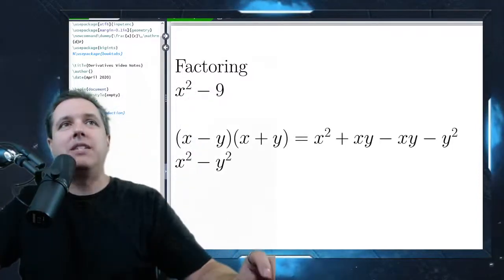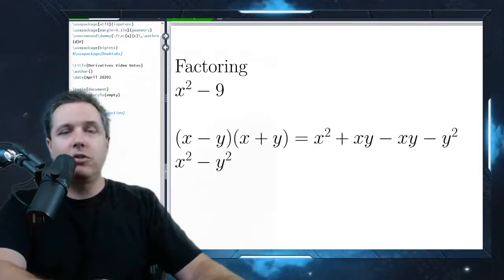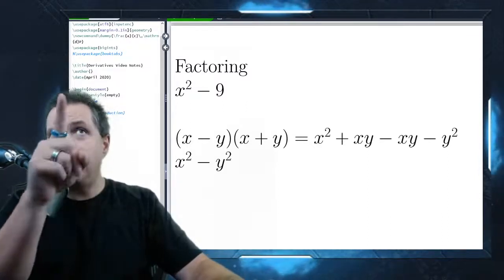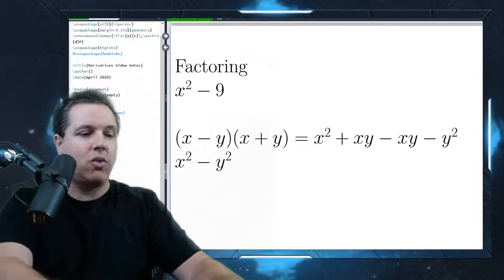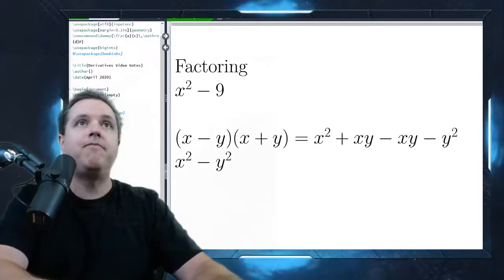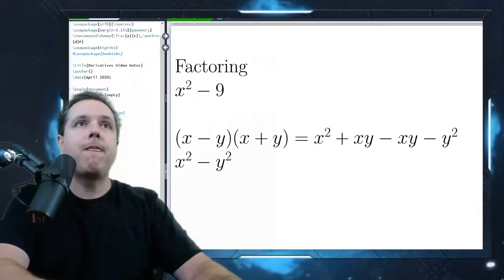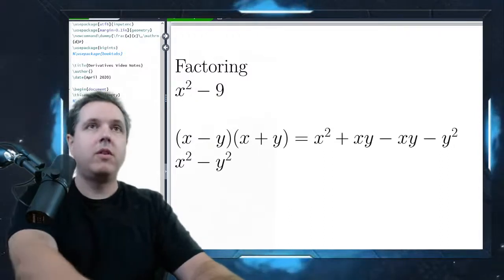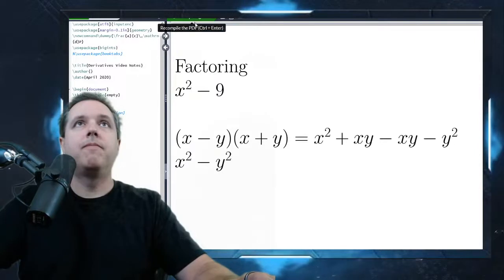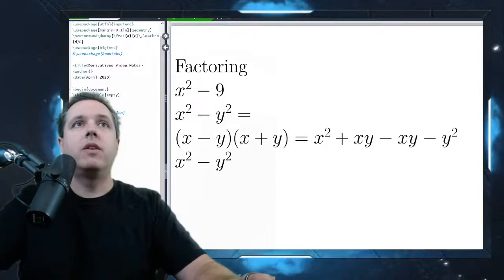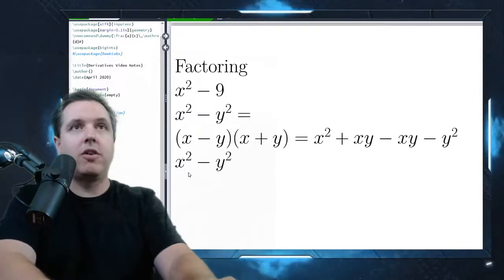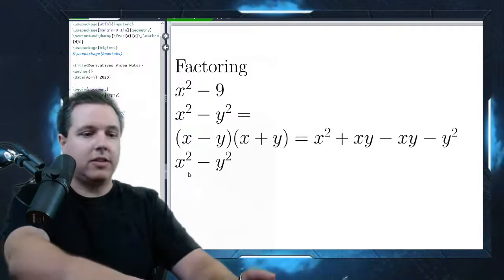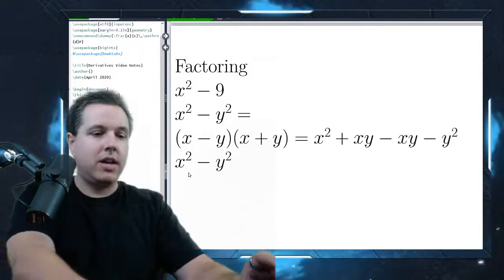So what does that mean when I say that? Well, let's go back up here and model the part of our equation that applies to this. We're looking at x squared minus y squared equals, well, the other part of our formula is x plus y, x minus y.